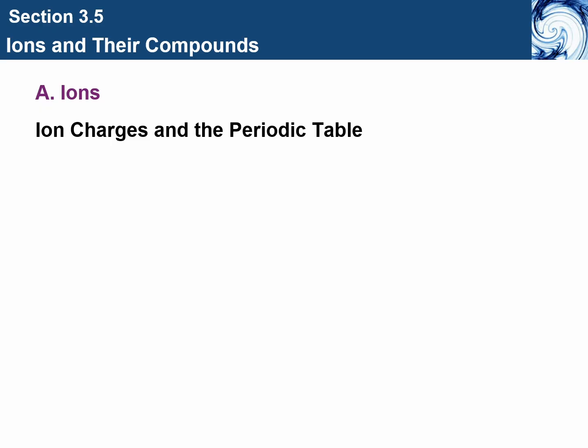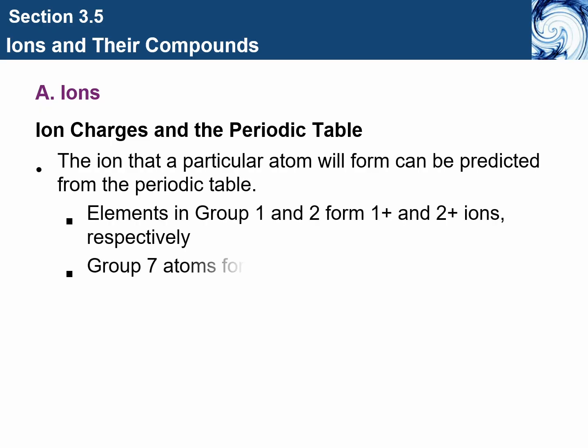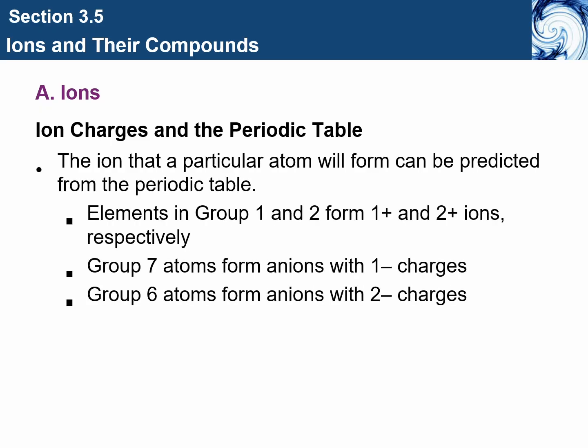Ions and periodic table trends. This is an important slide, I promise. The common ion formed by a main group element can often be predicted by its position on the periodic table. Group 1 metals tend to lose one electron and form 1+ ions. Group 2 metals tend to lose 2 electrons and form 2+ ions.